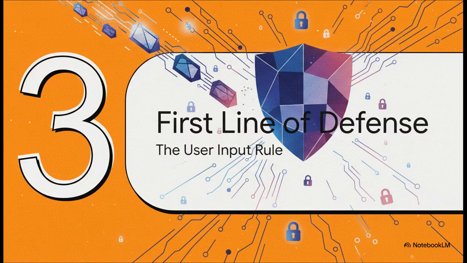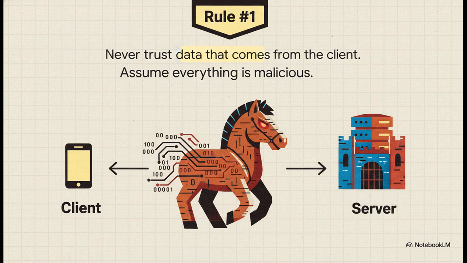Right, so we're using POST for our sensitive data. Great, but what happens when that data actually arrives at our server? Well, this brings us to a foundational, unbreakable rule, our absolute first line of defense. I want you to memorize this. Burn it into your brain. Write it on a sticky note and put it on your monitor.